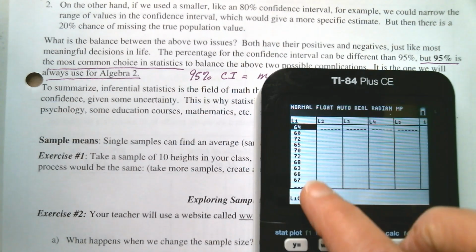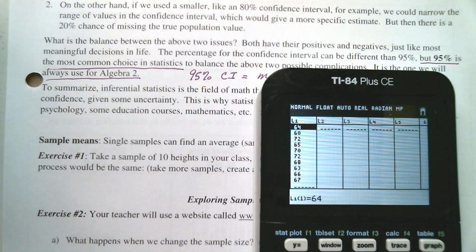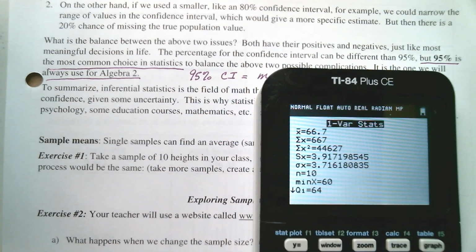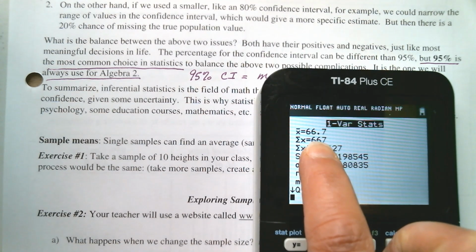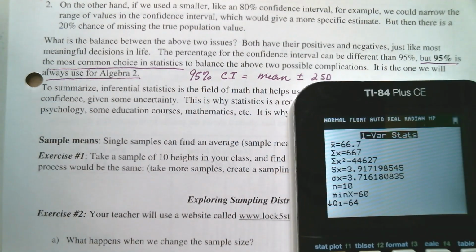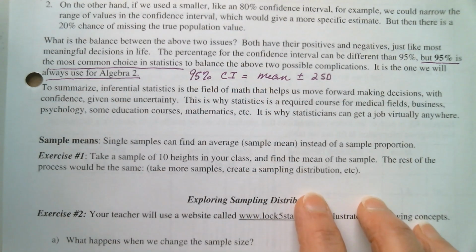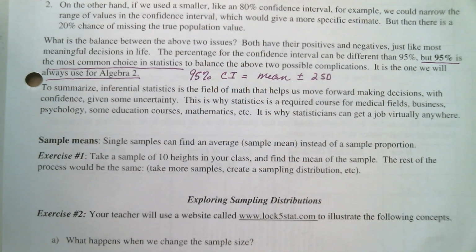And I could simply take and find the mean. Let's try stat calc, 1 bar statistics, right? And this mean, the average for this sample of 10 heights is 66.7. And then more samples can be taken, and the mean of each sample can be placed in a dot plot, and we would have the sampling distribution of sampling means.